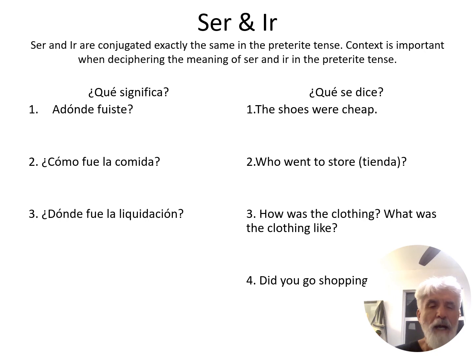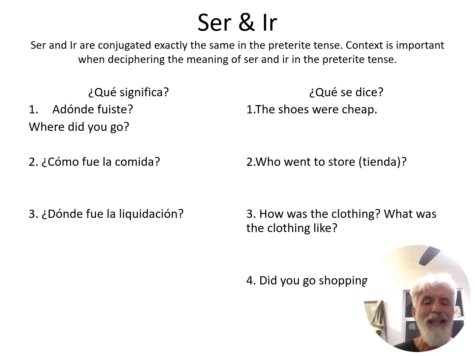And again, you tell by context when you're reading or listening. You can tell when you hear ser or ir in the preterite tense, even though they conjugate exactly the same, you could tell by context which form you're using. So let's look at this question here. It says in number 1, ¿A dónde fuiste? Donde, well, donde we use with ir. So where did you go? Okay, so we know it's go.